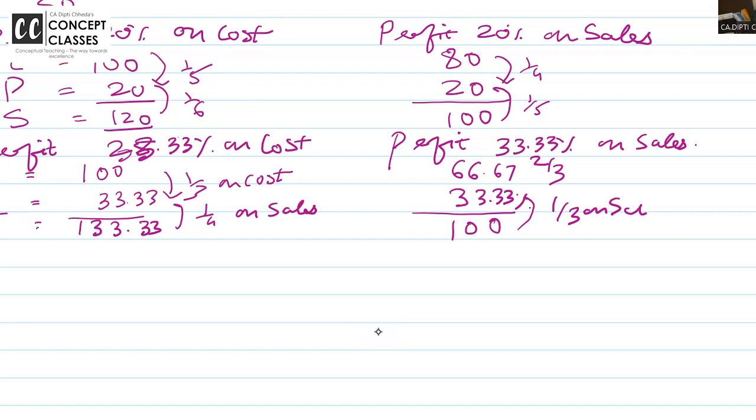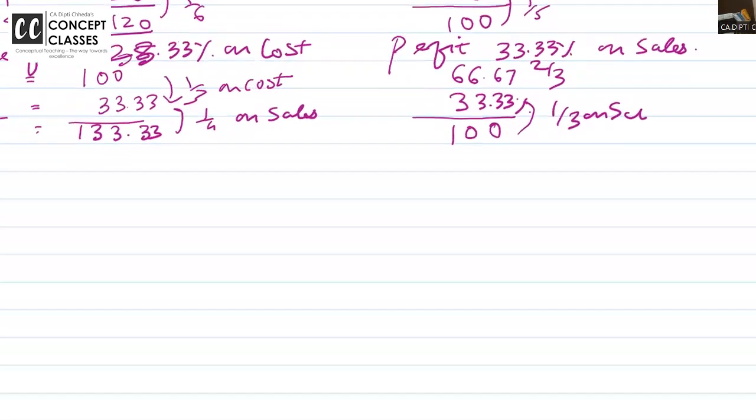Yes. Is this clear to all of you? 1/3 on cost. So cost is 100, 133. 1/3 on sales. Let sales be 100, 33, and this. Theek hai? Right. So this is how we make the equation and we use it.